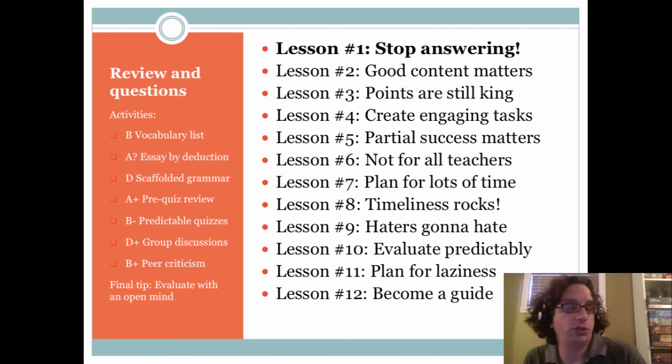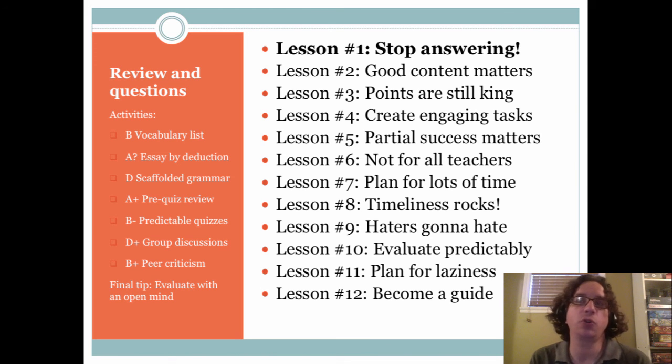Number 10, evaluating predictably is actually a really good tip. It makes students realize on their own what matters and what doesn't matter without you having to tell them. And that's always more effective. They're going to enjoy it more. It's going to feel like cheating to them, so they're going to do it more. It's good. Lesson 11, plan for laziness. Don't criticize laziness. Just if your activity encourages laziness, change it so that it doesn't.